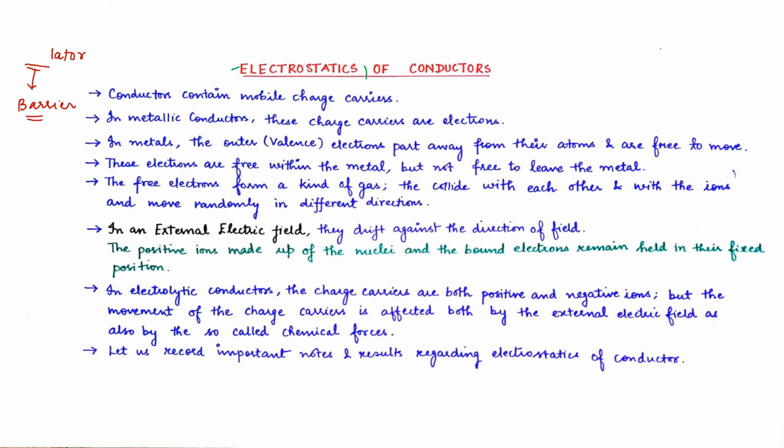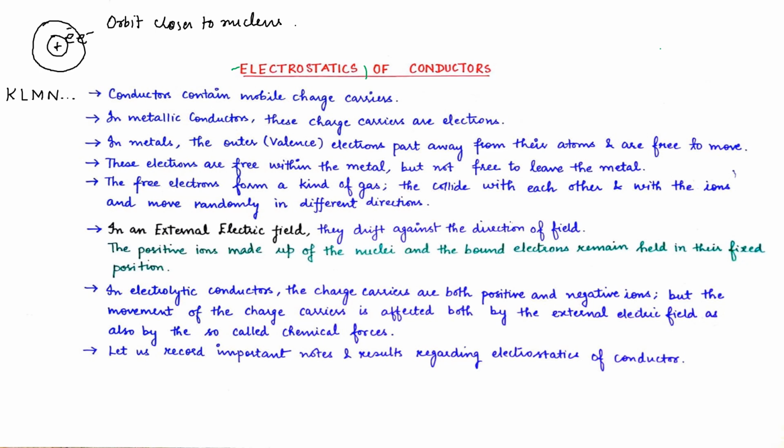In metallic conductors, these carriers are electrons. In metals, the outer valence electrons part away from their atoms and are free to move. What exactly they mean is, see, we have one nucleus over here. We will denote it with a plus sign, and then we have orbits. In these orbits we have electrons revolving. The orbits closer to the nucleus, as you have read in chemistry, we define as K, L, M, N and so on.